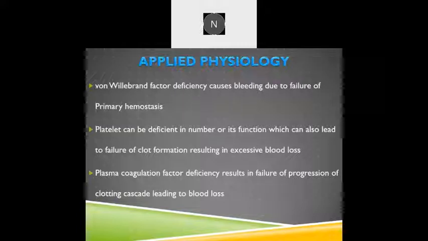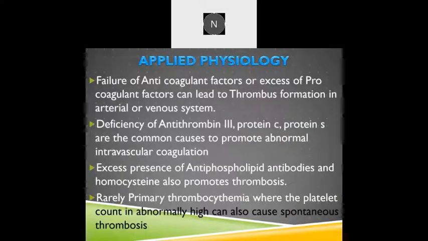Platelets can be deficient in number or function, which can also lead to failure of clot formation, resulting in excessive blood loss. Plasma coagulation factor deficiency results in failure of progression of the coagulation cascade, leading to blood loss. So these are the three important mechanisms by which you can have a bleeding tendency.